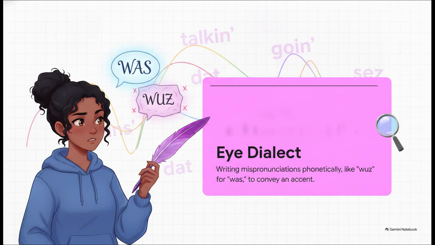This is when writers spell words phonetically to force an accent, like writing W-U-Z instead of was, or dropping the G on every single ing verb. I highly advise you to avoid going overboard with this. Overusing dialect can very quickly create offensive caricatures, and at best, it just makes your text incredibly exhausting and annoying for your audience to decode. Trust your readers. You can convey accents through word choice and sentence structure instead of completely butchering the spelling.